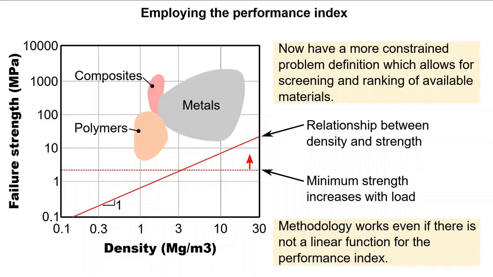The relationship between density and strength is made apparent by our performance index, and we could further screen on the basis of our constraint. That is, the material cannot fail for a given load. Our performance index stipulates a 1-to-1 relationship between density and strength, so anything above the 2 lines as depicted will be suitable. This methodology works even if there is a non-linear relationship between a pair of material properties, and we'll get into that in the second part of this lecture.